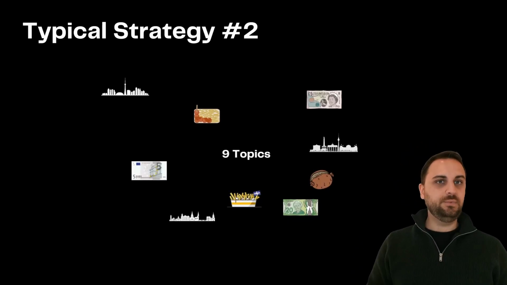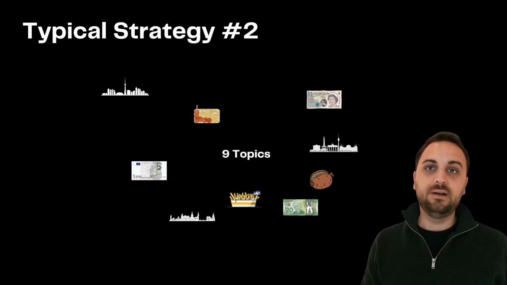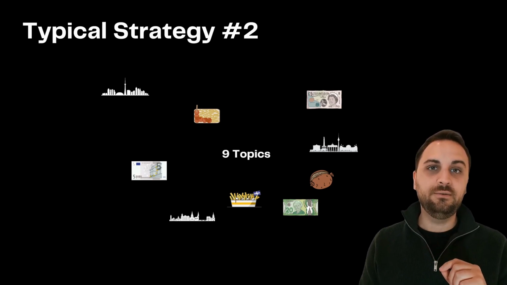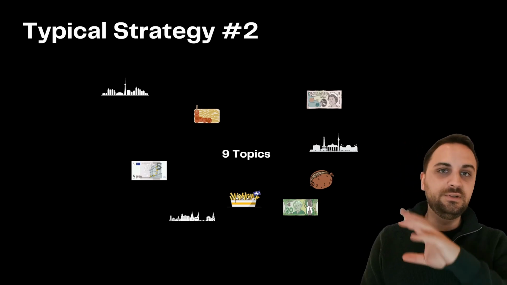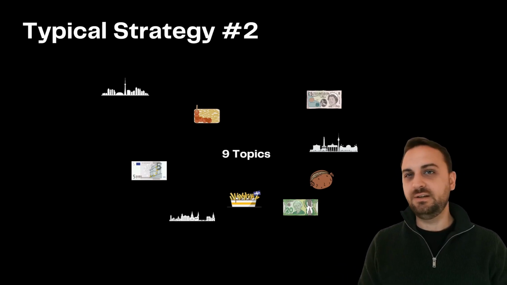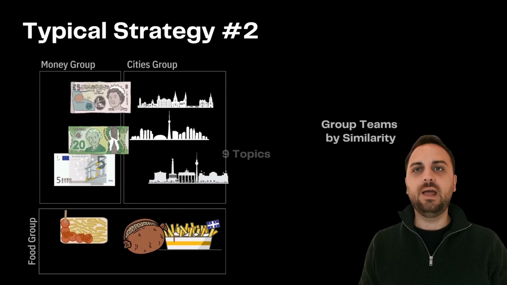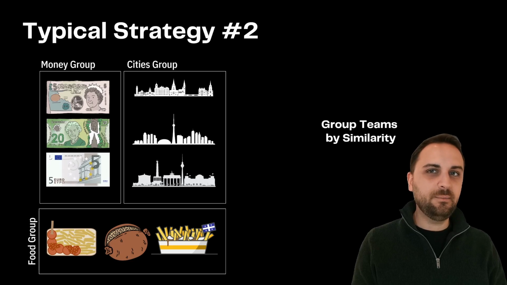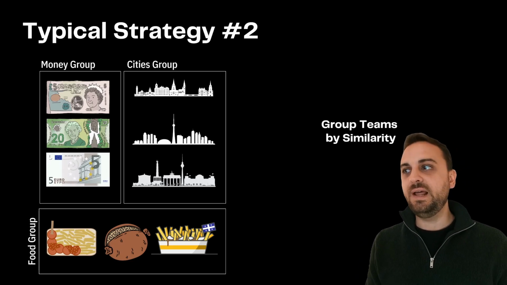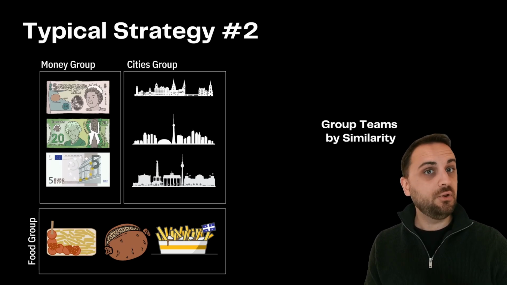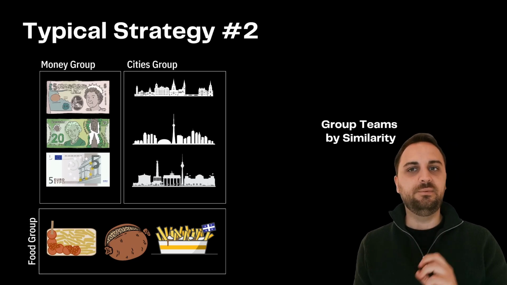Typical strategy number two, we have to manage the complexity in this company. We have 9 topics. And so for those of you who don't know, that's the skyline of Toronto, currywurst out from Berlin. We have the British pound, we have the euro and different cities and different food on this thing. So different topics, a lot of complexity. How are we going to sort this out? And this is what we see, right? Time and time again, we see, okay, well, we're going to group those by similarity, right? Those nouns or those ideas are similar. They belong together because they're similar. So we're going to have a group for money, a group for cities, a group for food.